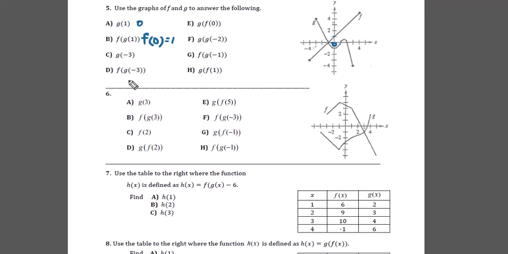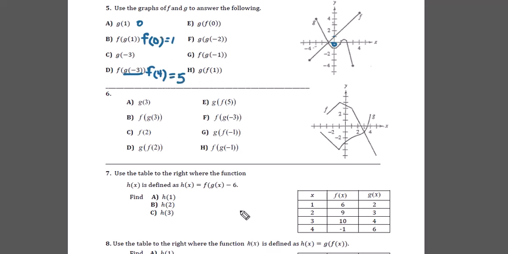So for part D, you've got g of negative 3 on the inside. So you go to negative 3 for x. 1, 2, 3 right here. Go up to g, that's 4. And this just becomes f of 4. So you go to 4 for x. You go up to the f graph. The y-coordinate is 5. And that's it. So that's how these all work.